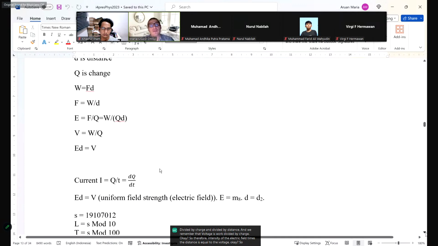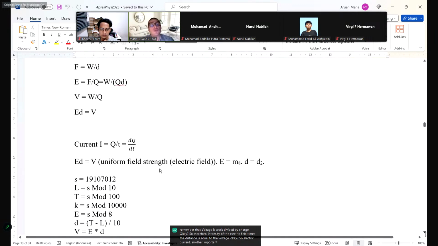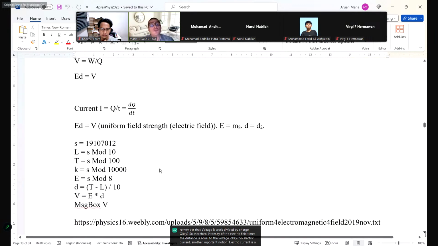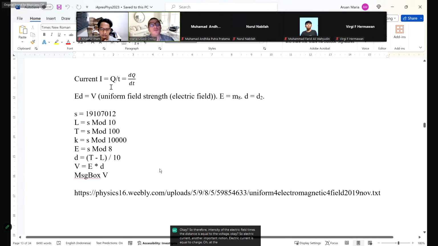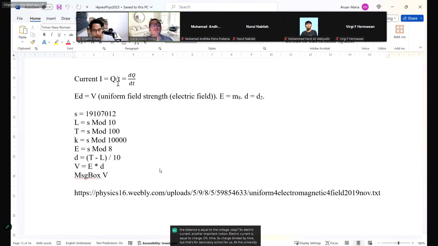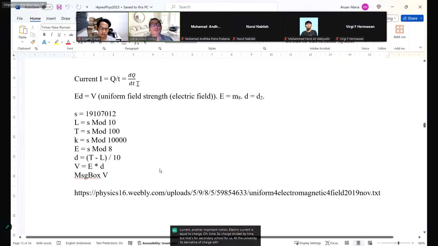So electric current, another important notion. Electric current is equal to charge over time. So charge divided by time, but that's for secondary school. For us at the university, it's the derivative of charge with respect to time.